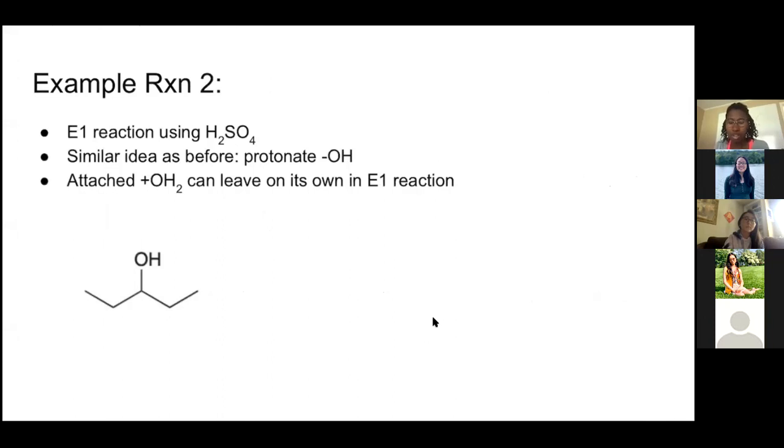So now we're going to talk about a similar reaction. This specific reaction uses the E1 mechanism, and it features an alcohol with a strong acid. Here we're going to use some H2SO4. And the idea is pretty similar to our last reaction. We're going to protonate the alcohol group to create a better leaving group, and then we're going to have the attached OH2 plus leave, and then we're going to do an E1 reaction.